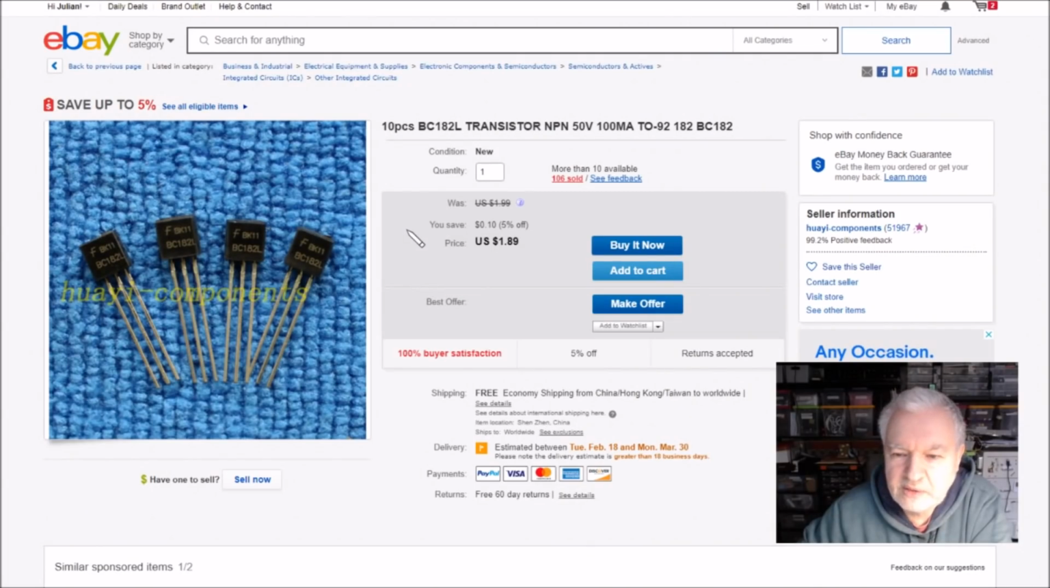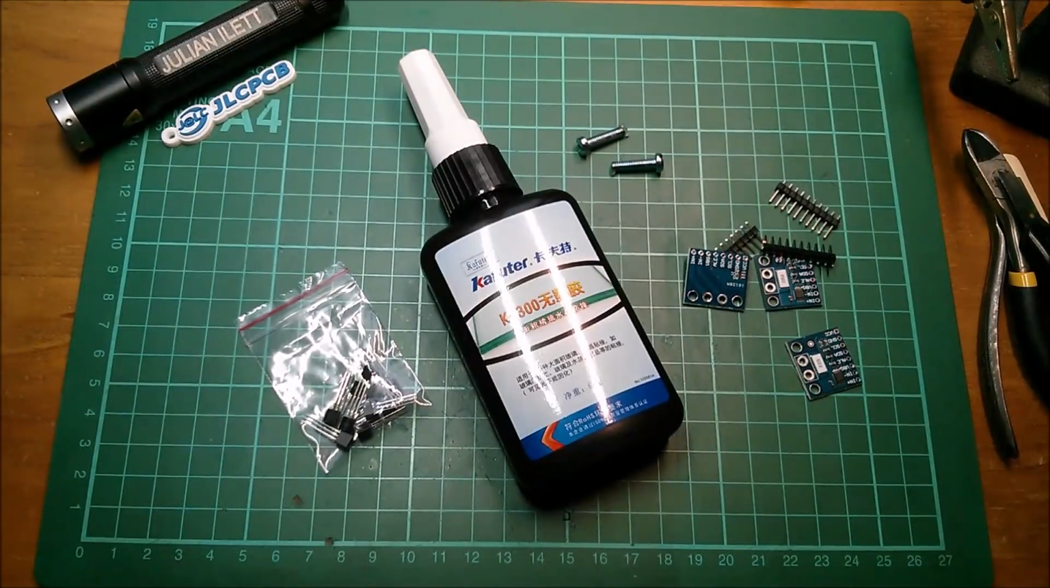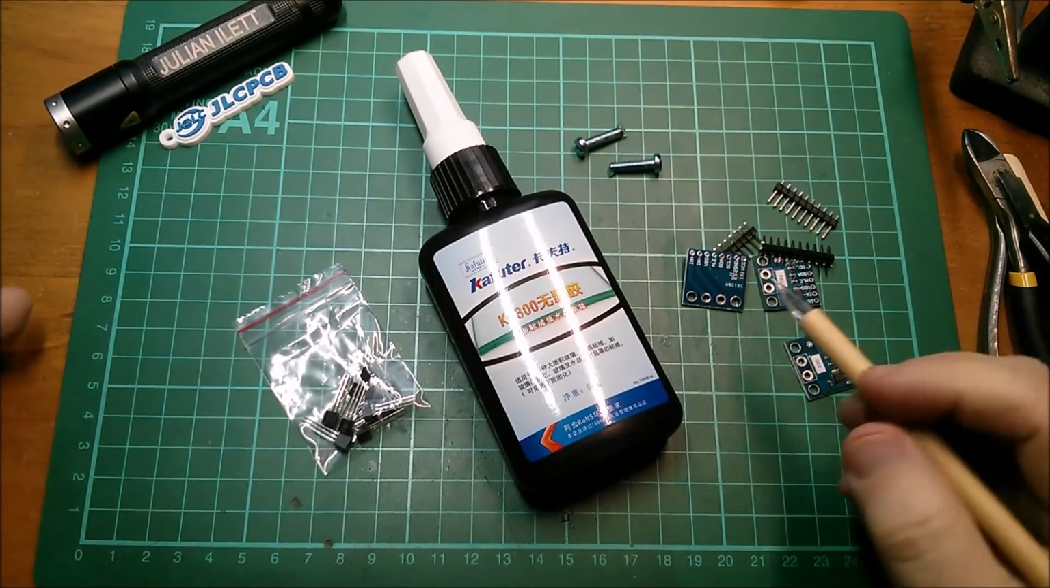Okay, found them. These were purchased some time ago. Oh, I'm not sure if there's any dates on here. Yes, estimated between Feb 18 and March 30. That's probably getting on for a year ago. So they are 10 pieces, BC182 transistor, $1.89. Free shipping. These came from Huawei Components. And so these are today's Postbag items.